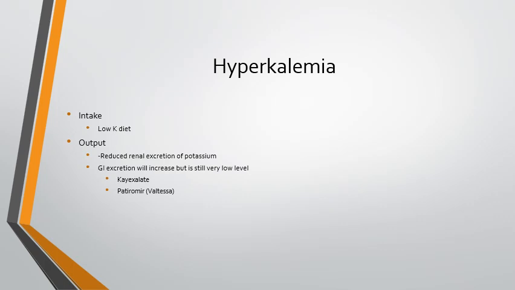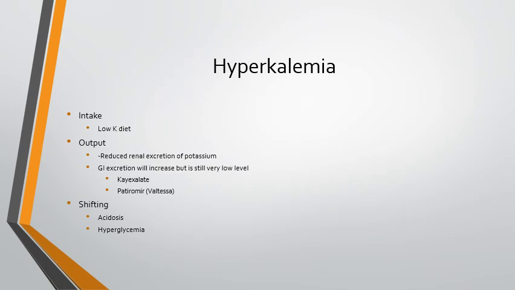The GI tract does try and pick up some of this excretion, and it's usually responsible for about 5% of potassium excretion, but it can usually double that to somewhere around 10%. K-oxalate and patiromer are 2 agents that you can use to artificially remove potassium via the gut, although I will say they are not generally good agents for very sick patients, especially if you're suspecting any sort of GI ischemia.